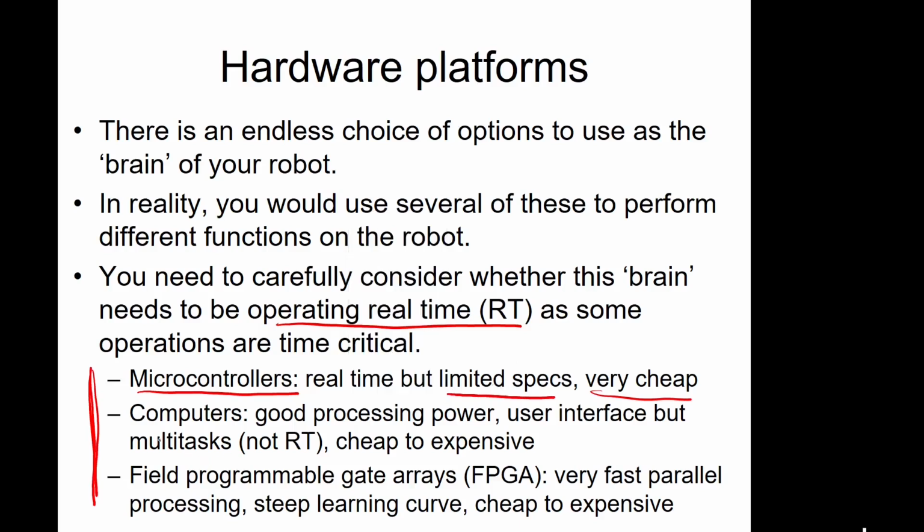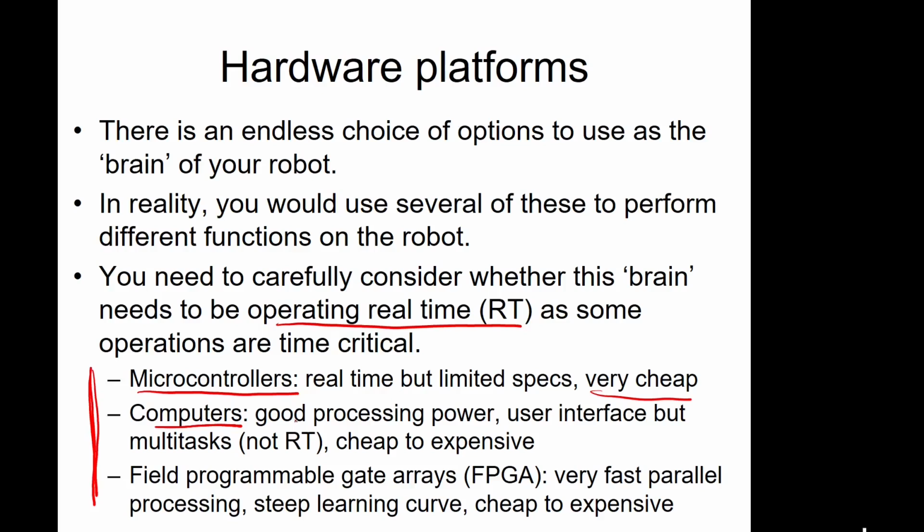Computers, we all know what computers are. Lots of processing power available. The main difference between a computer and a microcontroller is the computer has got the user interface. With a computer, you can plug a keyboard in, you can plug a mouse in, you can plug the computer into a monitor to see what is happening, and you can write programs on it. Microcontrollers, you cannot do that. With a microcontroller, you need a computer to write your program, see what's happening, and then upload the program to the microcontroller. So that is the main difference.